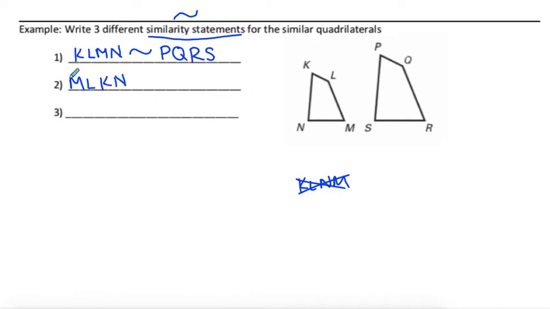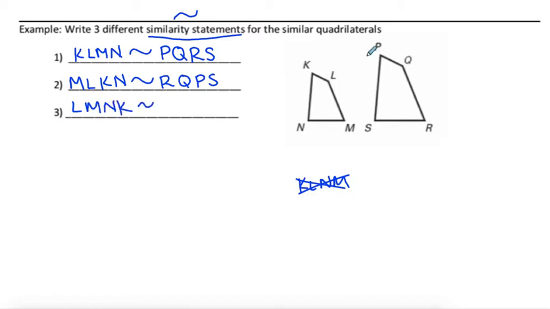This would be another way to name that first statement. And I could say it's similar to, and make another statement matching up M with R, Q, P, and S. This is another valid similarity statement that is correct and matches up those two figures. And maybe the last one we would have started at L and said L, M, N, K.